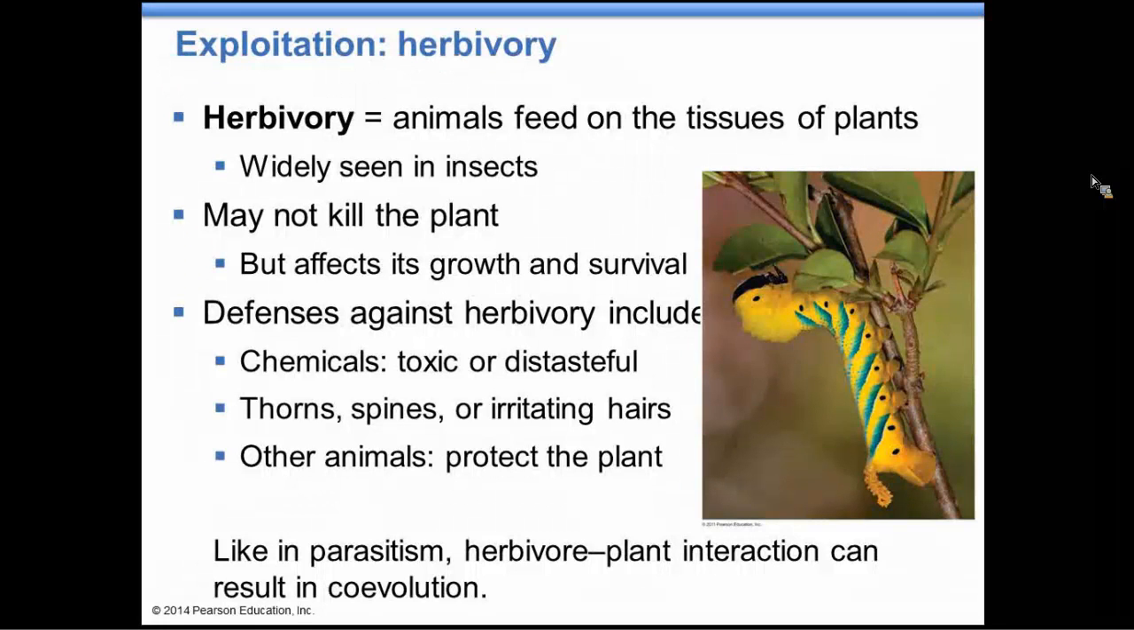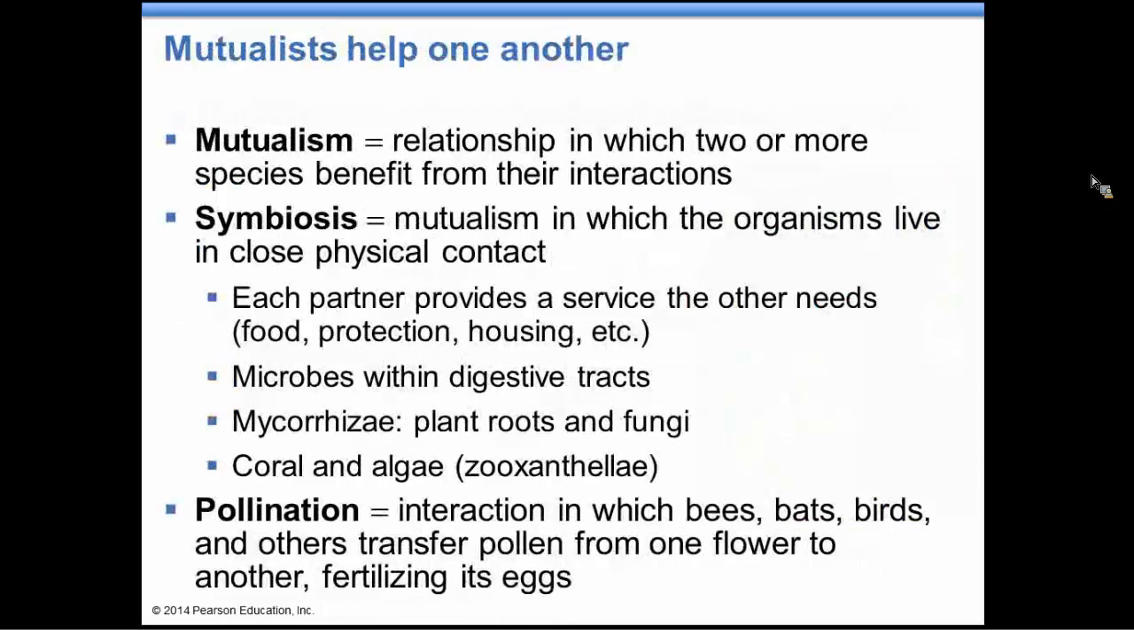Another type of exploitation that we maybe don't really think about is herbivory. It occurs when animals feed on the tissues of plants. Like animal prey, plants have evolved an impressive arsenal of defenses against animals that feed on them, and some plants even recruit certain animals as allies to assist in their defense. And one more note: like in parasitism, herbivore-plant interactions can also result in coevolution.